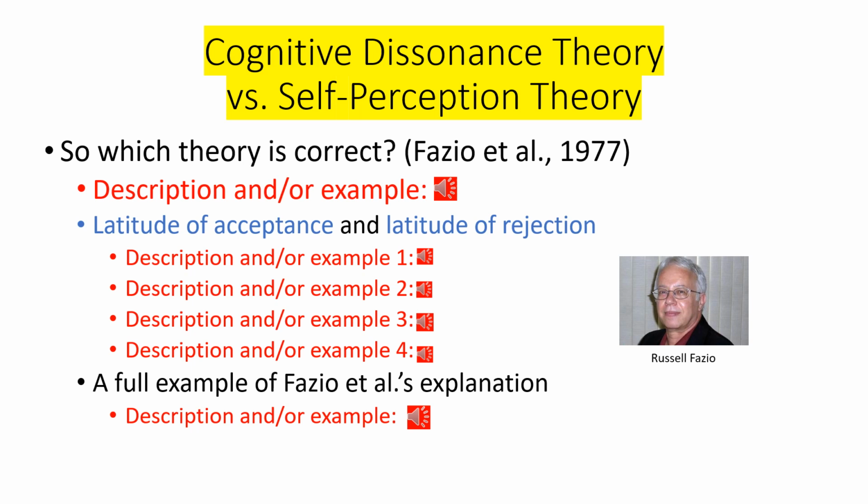That's where we say the situation matters. If it's in latitude of acceptance, then that's self-perception driven. If it's latitude of rejection, it's cognitive dissonance driven. So let's take a look at an example that would explain better, perhaps, Fazio's explanation of how both dissonance and self-perception theory are correct, just in different situations involving latitudes of acceptance and latitudes of rejection. Let's say there's a student out there that is asked to rate me as a professor on a 0 to 10 scale.